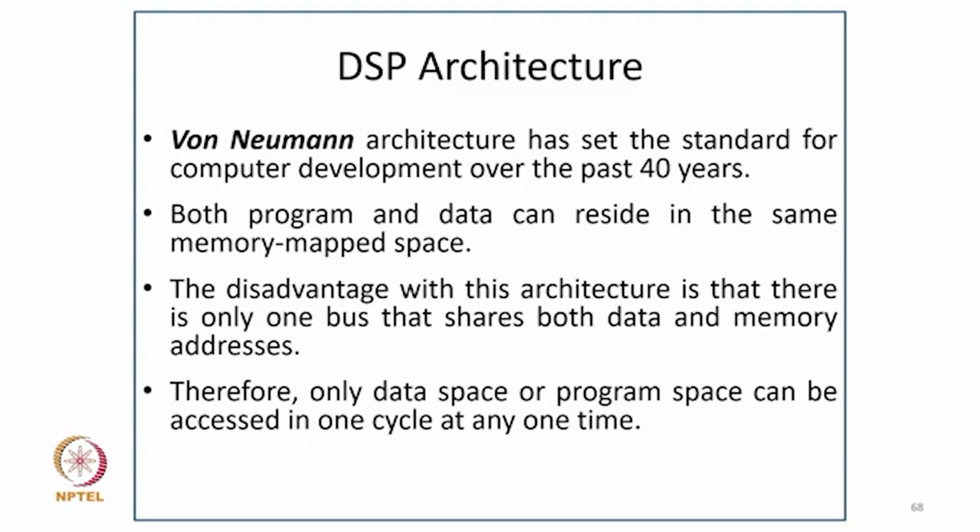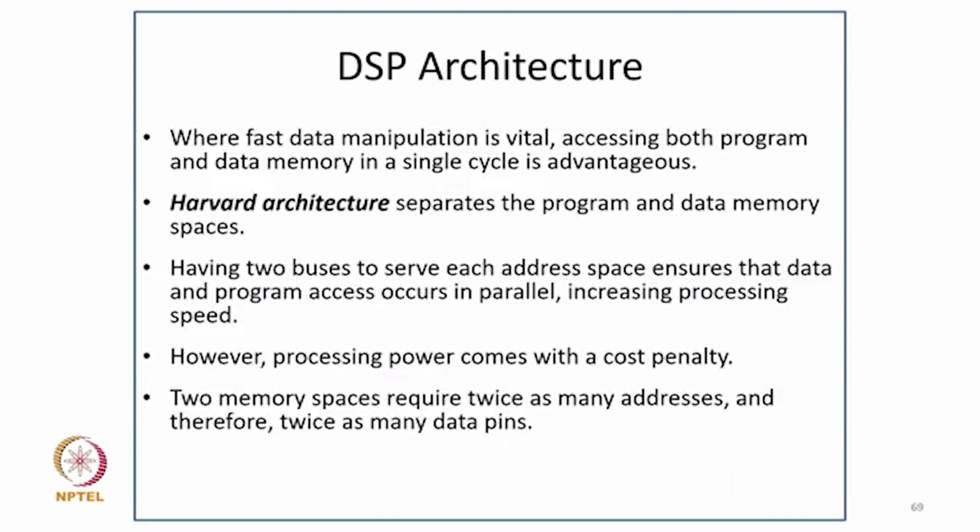So von Neumann architecture has set the standard for computer development over the past 40 years, and both program and data can reside in the same memory mapped space. The disadvantage with this architecture is that there is only one bus that shares both data and memory address. Therefore, only data space or program space can be accessed in one cycle at any one time. Where fast data manipulation is vital, accessing both program and data memory in a single cycle is the advantage.